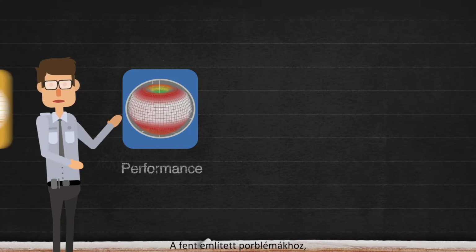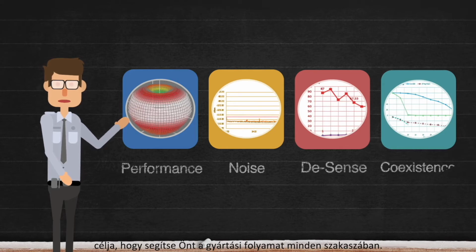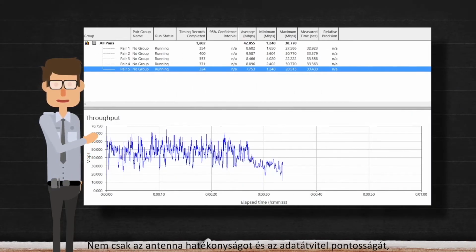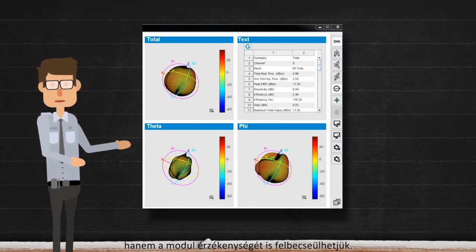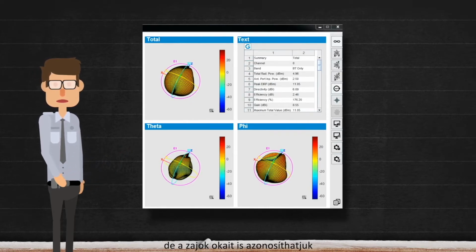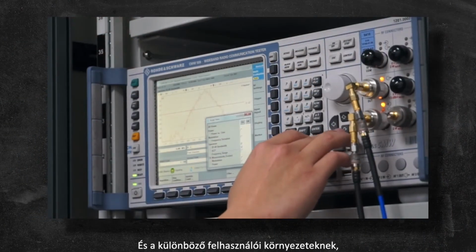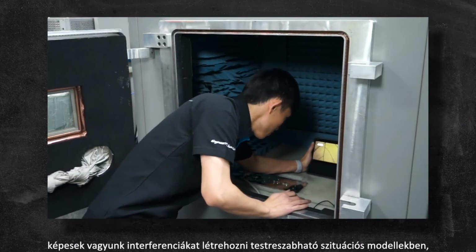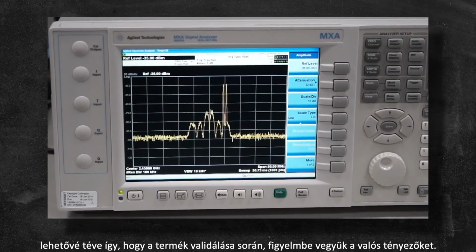For those issues mentioned above, Allion offers an RF validation package aiming to assist you in every stage of the production process. We can not only evaluate the efficiency of the antenna and the transmit accuracy and receive sensitivity of the module, but also identify the root causes of noises by observing the noise distribution in the frequency domain. And for the various user scenarios, we are able to create interferences in customizable situation models, allowing you to consider real-world factors during the product validation process.